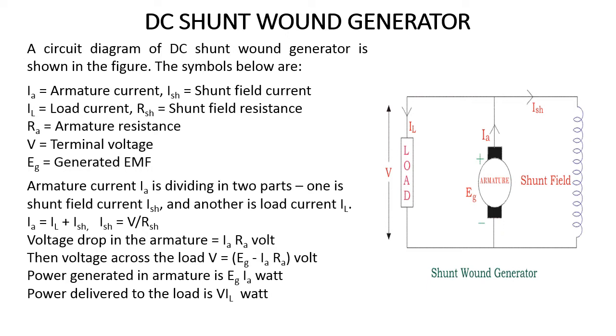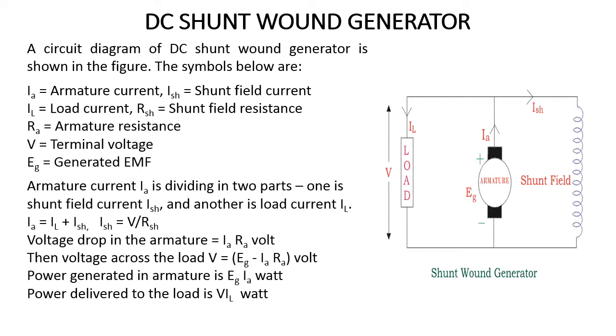The symbols below are: Ia is equal to armature current, ISH is equal to shunt field current, IL equal to load current, RSH is equal to shunt field resistance, RA equal to armature resistance, V equal to terminal voltage, Eg equal to generated EMF. So from the figure, armature current Ia is dividing into two parts. One is shunt field current ISH and another is load current IL.